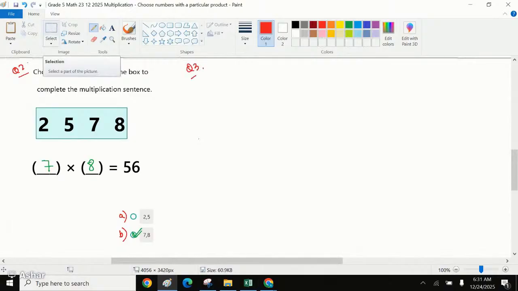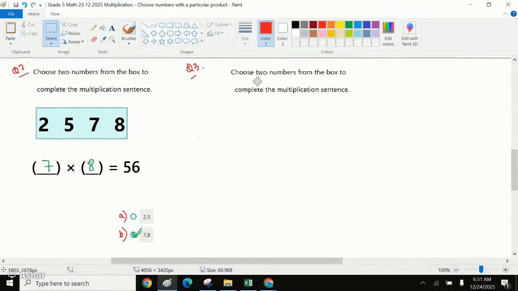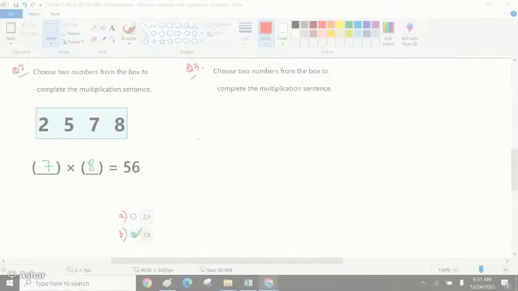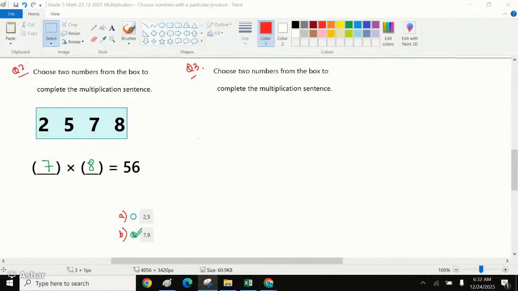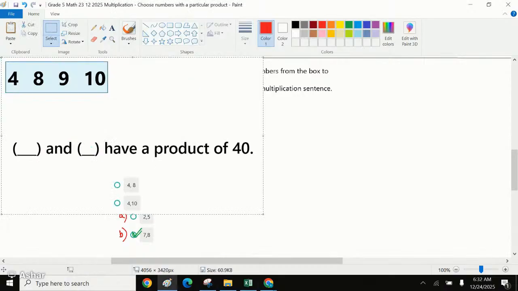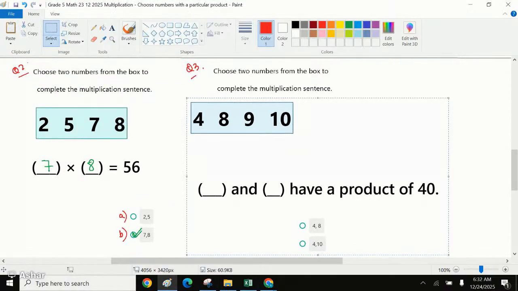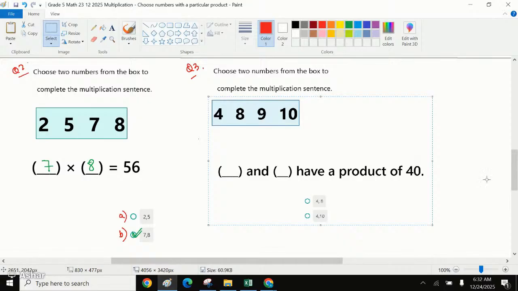And let's see what we have in question number 3. The question number 3 will have the same statement. Choose 2 numbers from the box to complete. And I'll just copy the remaining part of the question. I'll click on question option B. And the remaining part of the question says we have these options given to us. Kind of easy. Not very difficult. These are the options given to us.